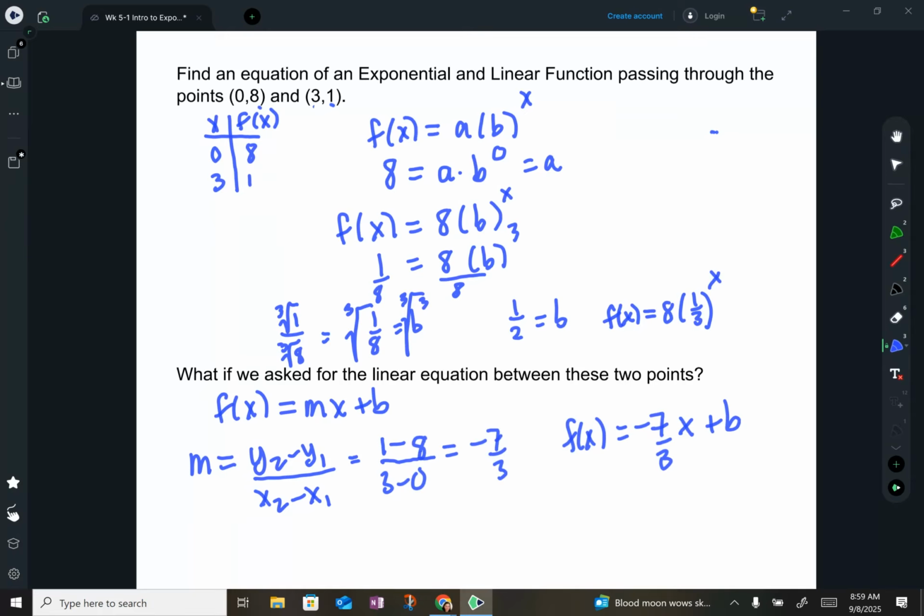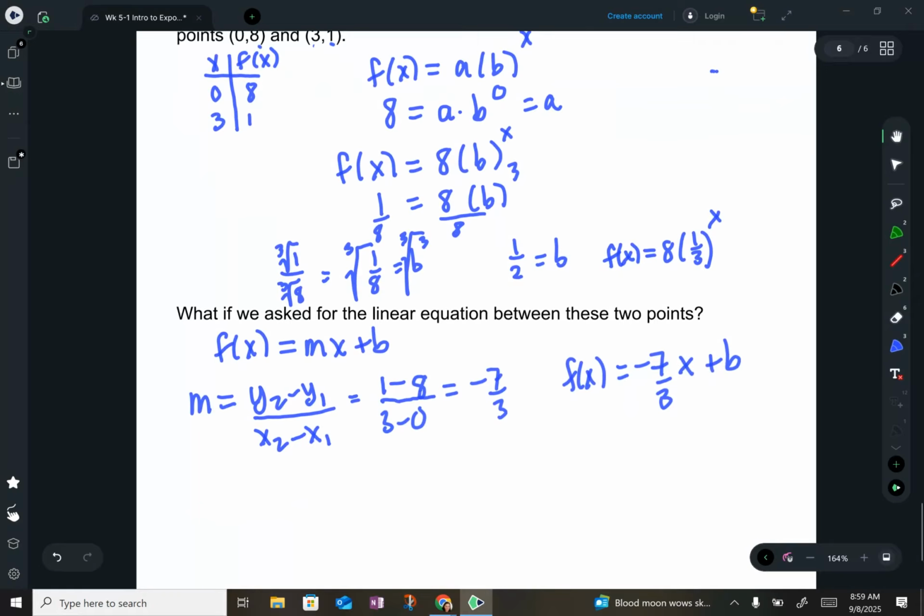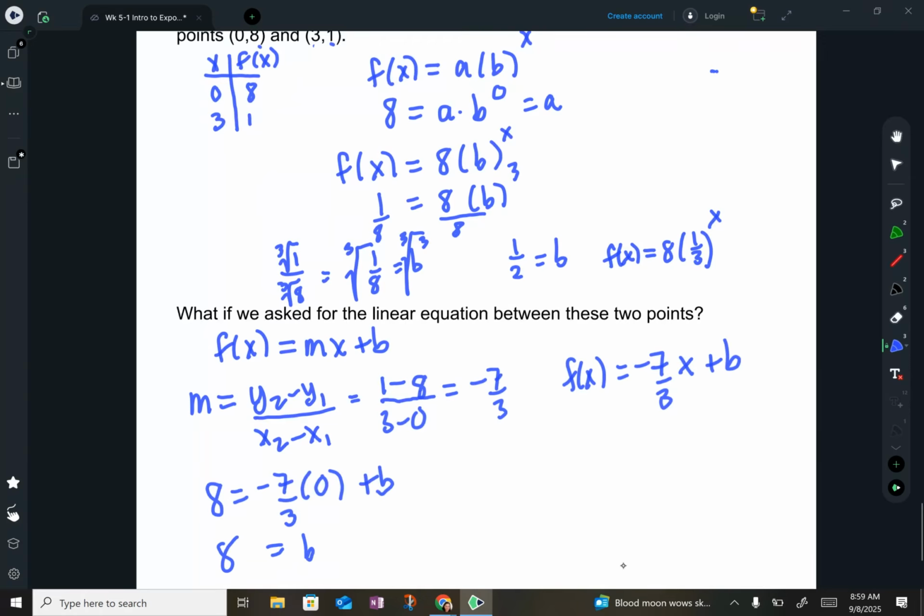So now we find our b value, plugging in either of the 2 points. Let's plug in the 0, 8, because that's certainly going to be easier. 8 equals minus 7/3 times 0 plus b. So that tells us that b is equal to 8. And that our linear equation would be f of x equals minus 7/3 x plus 8.